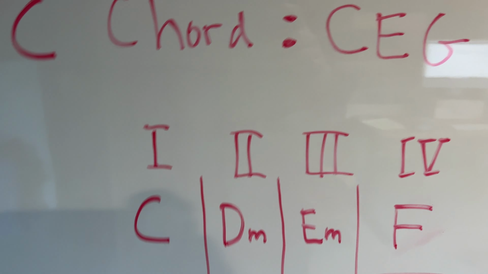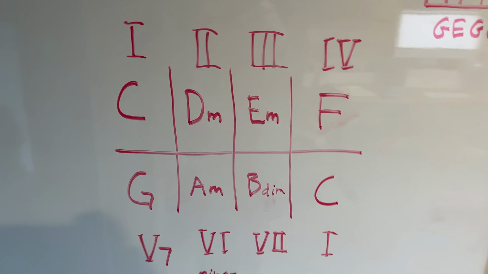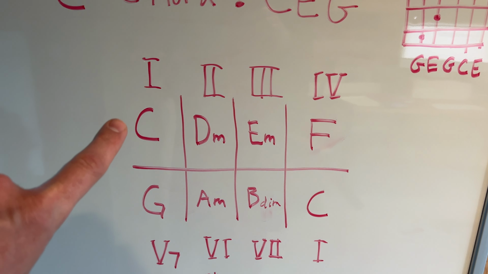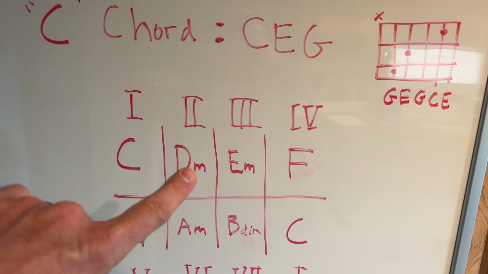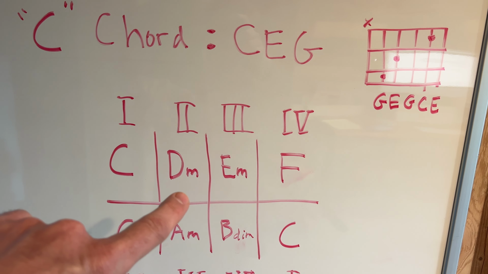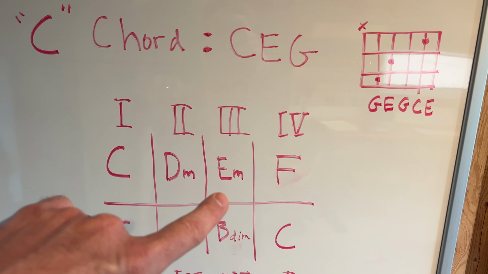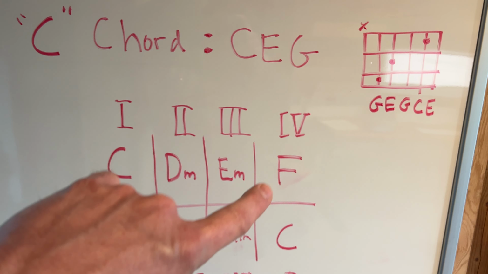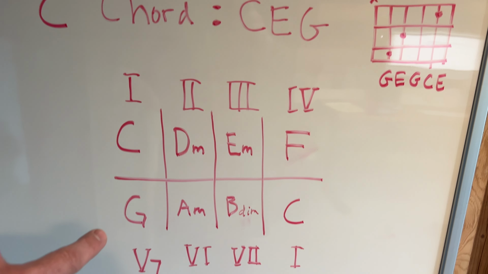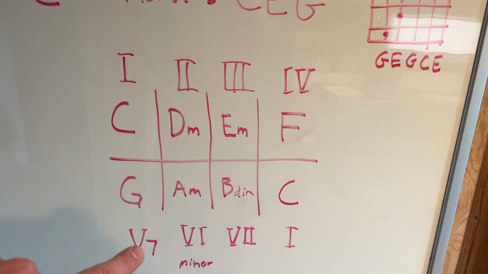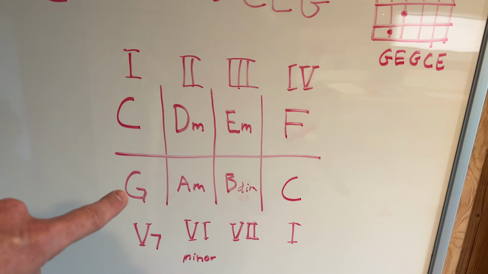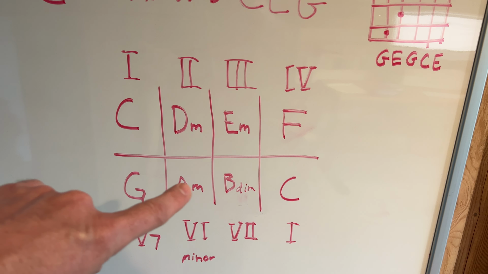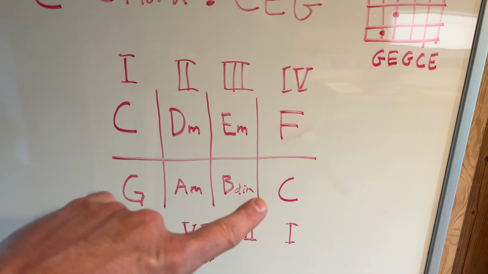So if we think about the chords in the key of C, you've got C in the first position, because this is the key it's in. The next one, second position, is D minor. Third position is E minor. Then our 4th position is F. Down here, 5th position, also called the 5th, 7th. We'll talk about that in just a second. The 5th, 7th is G. Then we've got A minor, B diminished, and C.